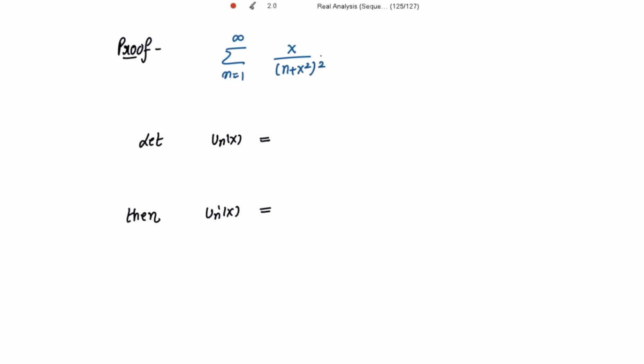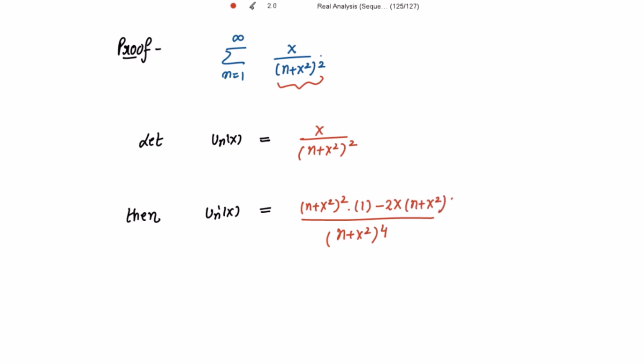So this is the given series and let's get the maximum value for this function. Let's take u_n(x) to be x divided by (n plus x squared) to the power 2, and then we need to find the derivative of this function, that is u_n dash x, the first derivative. So this is (n plus x squared) to the power 4, the denominator, into the derivative of the numerator minus numerator into the derivative of the denominator into 2x.